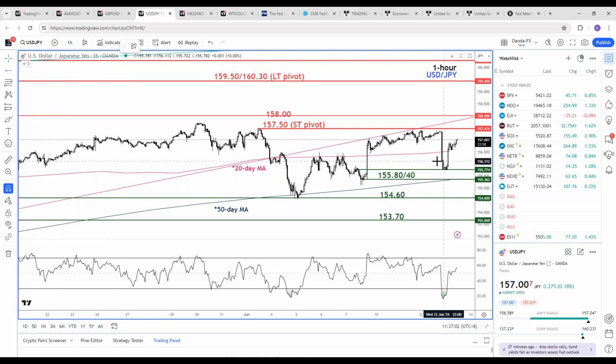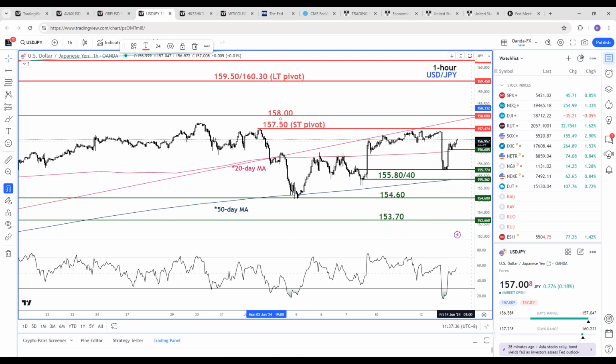Since we are at the top of the range, the first support level to watch will be close to this 20-day moving average that has been whipsawing around it. That is also this minor swing low here in today's Asia session, 156.60. A break below it exposes the next near-term support at 155.80/40, which also corresponds to the rising 50-day moving average as well.